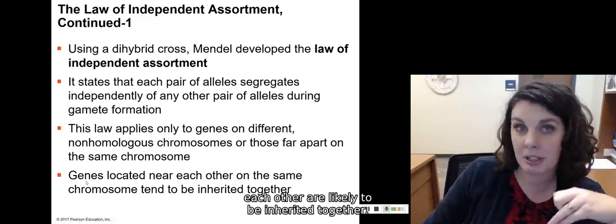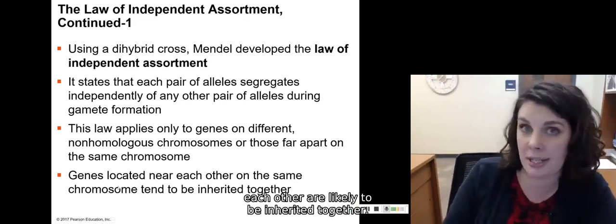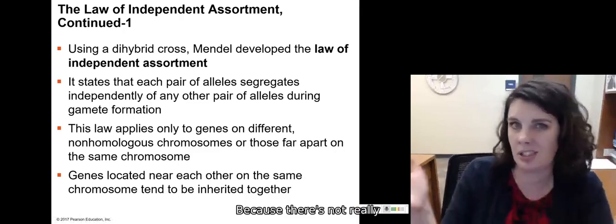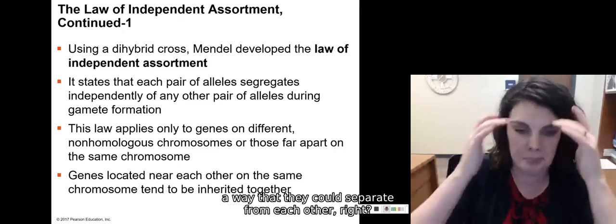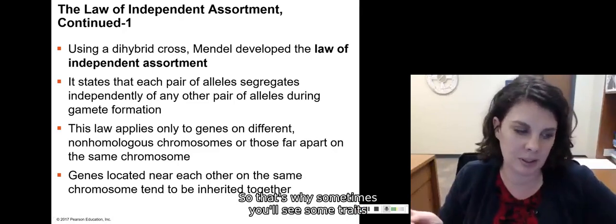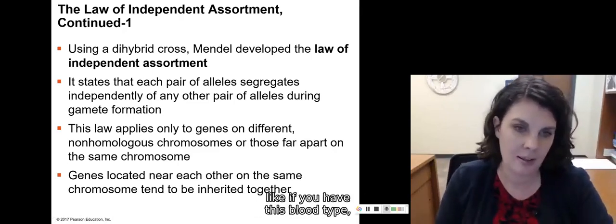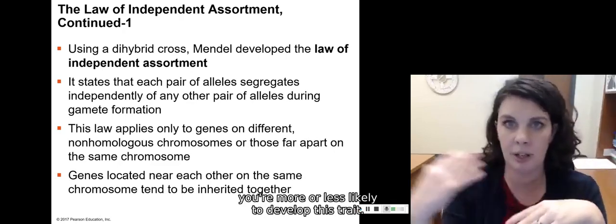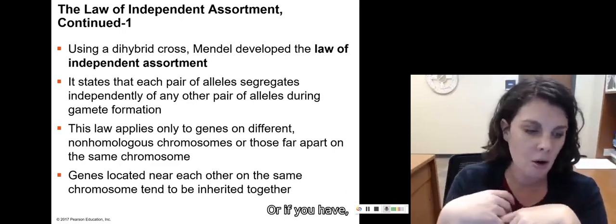But genes on the same chromosome that are near each other are likely to be inherited together because there's not really a way that they could separate from each other, right? And so that's why sometimes you'll see some traits like if you have this blood type, you're more or less likely to develop this trait.